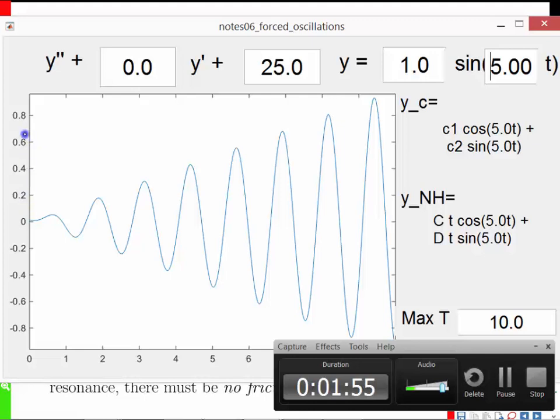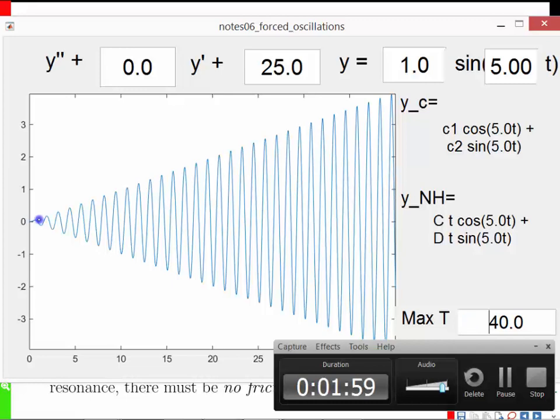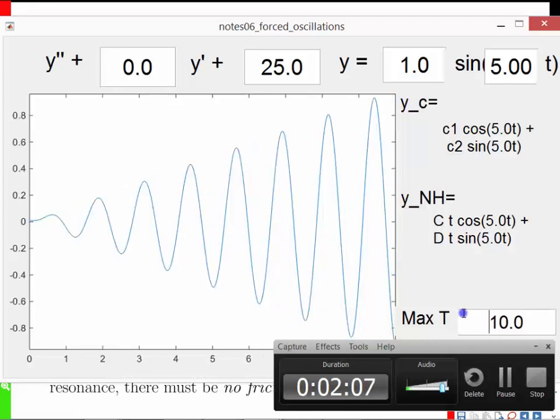And if you look at the spread, and if we extended the time frame a bit and went out for 40 seconds instead, you would see that this expansion is going on forever. So what does that mean in terms of the spring moving?